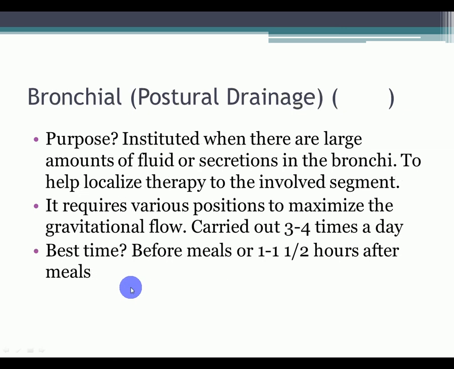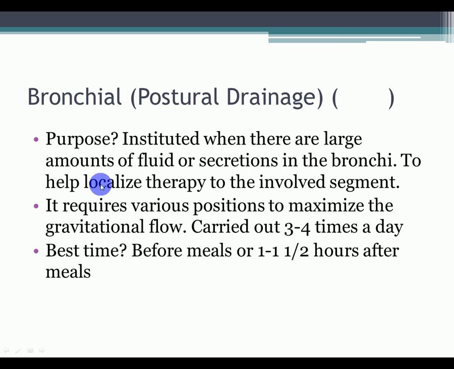All right, let's talk about bronchial or postural drainage. Your book used to have really good pictures of this, but again, for some reason they have taken it out. So if this is something you're not familiar with, then I would Google it. But the purpose of it is it's instituted when there's a large amount of fluid or secretions in the bronchia, particularly your CF patients with cystic fibrosis.